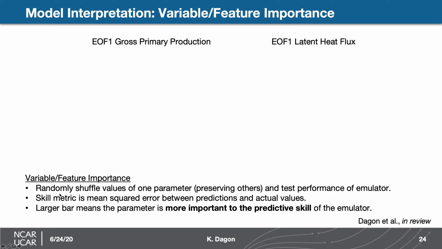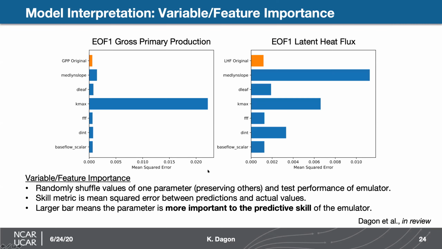What this does is randomly shuffle the values of one parameter, which removes the skill from that parameter, and then test the performance of the emulator. Again, the skill metric here is the mean squared error between the predictions and the actual values. I'm going to show you some bar charts for GPP and latent heat flux, with a bar for each parameter. Larger bars mean that parameter is more important to the predictive skill of the emulator, because when you remove its skill, the error goes up.